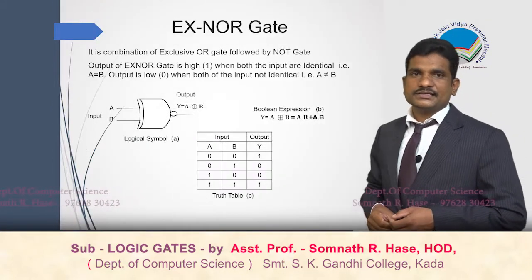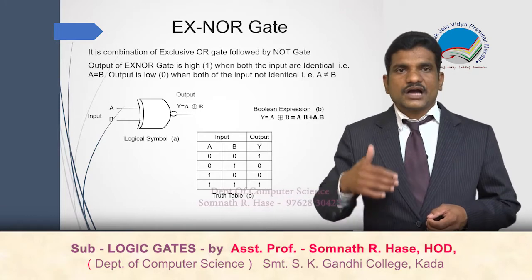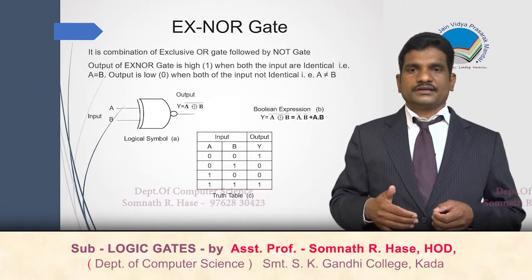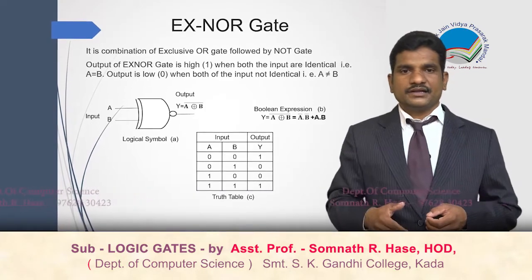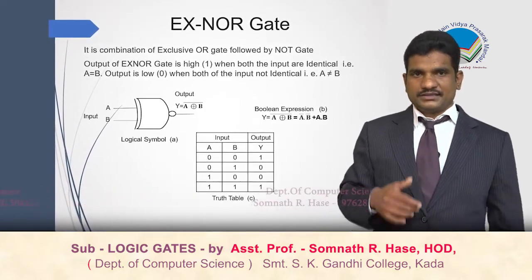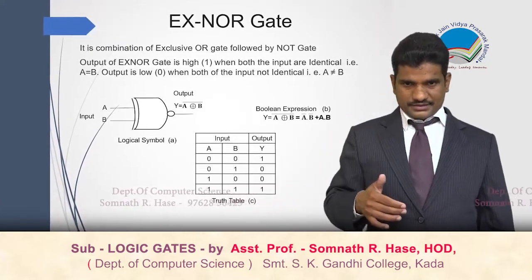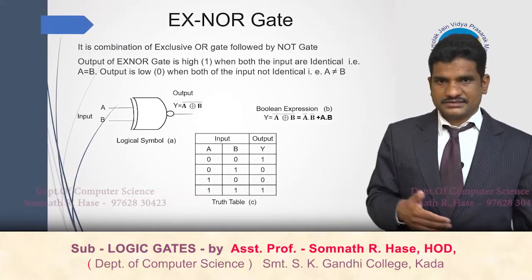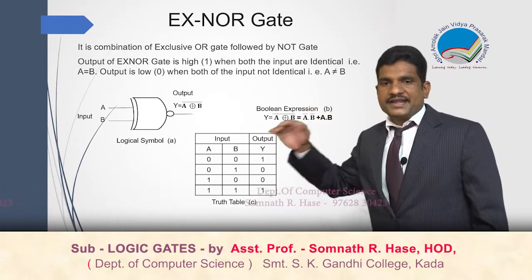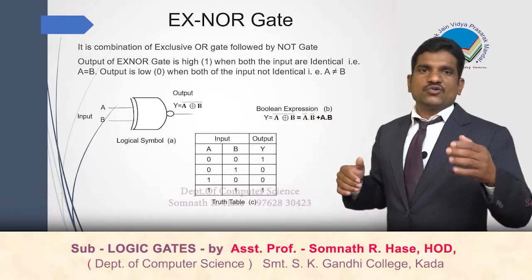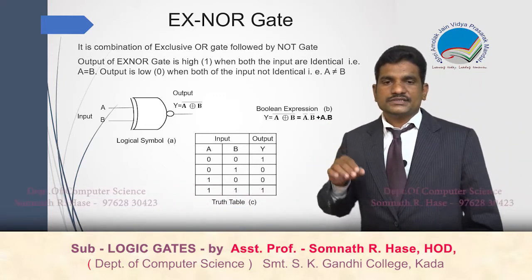Then after the EX OR gate, the next one is the EX NOR gate. It is opposite to the EX OR gate. It is a combination of the EX OR gate followed by a NOT gate, so it consists of a NOT gate as well as an EX OR gate. This gate states that when both the inputs are identical, then only the output is 1. In all other cases, the output is 0.